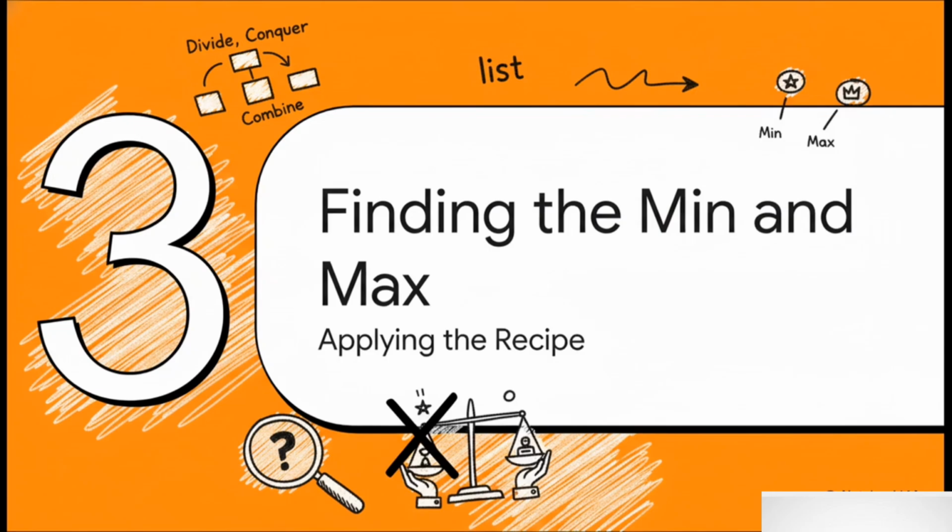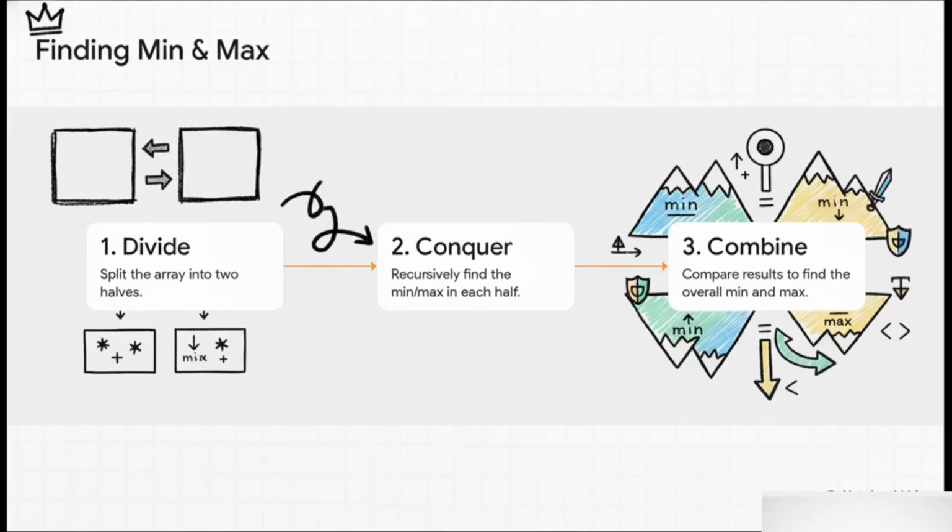Okay, so that's searching, but what about a totally different kind of problem? Let's see how our divide, conquer, combine recipe works for something like finding the smallest and largest numbers in a big list. Would you look at that?